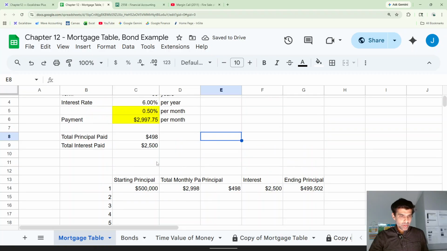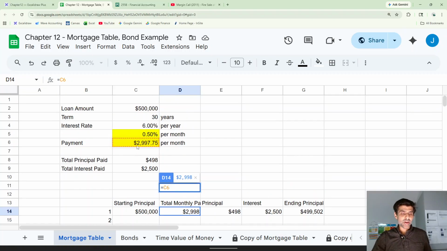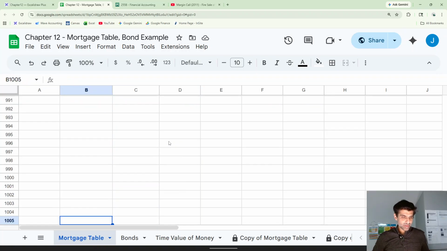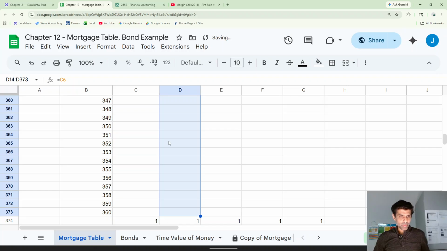So now I'm going to make a payment schedule for all 360 of these payments. Okay, so the starting principal is 500. The monthly payment I got from this PMT function. So I'm just cell referencing to that payment. This is going to be a fixed amount. Every single payment for all 360 of these, it's just going to be this.